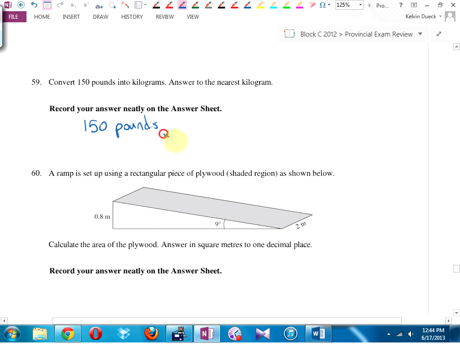Jordan, where do I want the pounds? On the top or on the bottom? Pounds on the bottom, absolutely. Kilograms on the top. Jordan, how many kilograms is how many pounds? 0.454 kilograms equals 1 pound. Am I going to go 150 times 0.454, or 150 divided by 0.454? 150 times. Why times? Because the 0.454 is on the top.